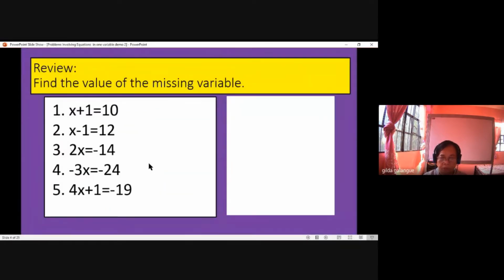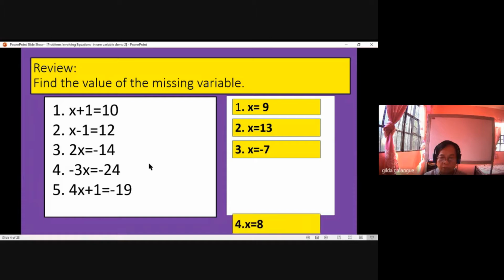So we need to review. x plus 1 equals 10. What is x? The answer is 9. The second number, x minus 1 equals 12. x equals 13. The third number, 2x equals negative 14. x equals negative 7. Number 4, negative 3x equals negative 24. x equals 8. Number 5, 4x plus 1 equals negative 19. x equals negative 5.